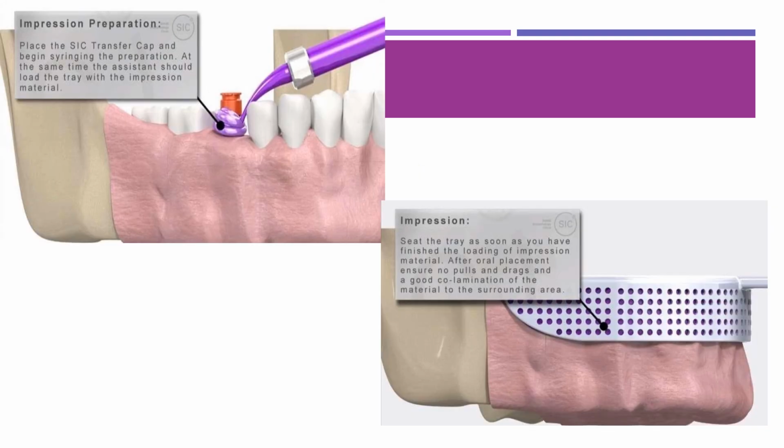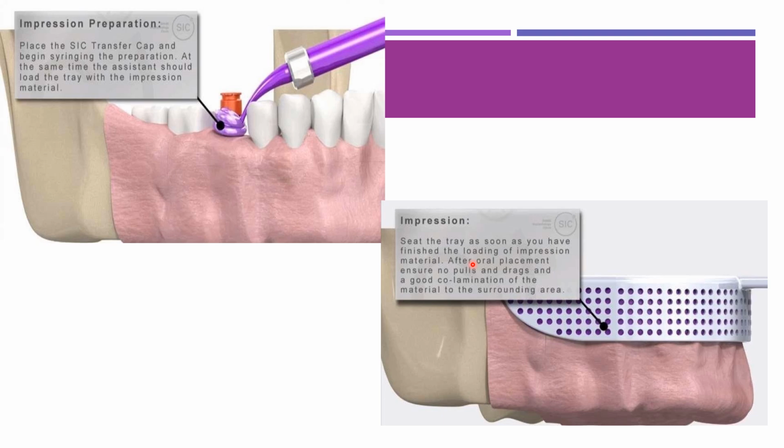So coming to the impression part, you can see the placement of the transfer cap and the beginning of syringing the preparation. You can see that the light body material is being injected to the area. At the same time, the assistant should load the tray with the impression material. Then seat the tray as soon as you have finished loading the impression material.